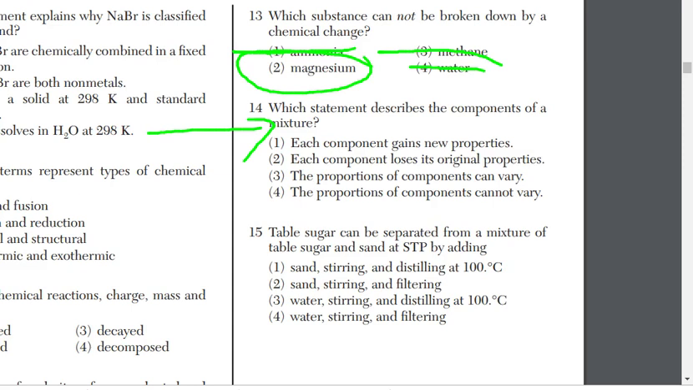Each substance retains its own properties. So with that information, now you can answer the question, and that would be choice 3, that the proportions can vary. All right, we're almost there, halfway through.